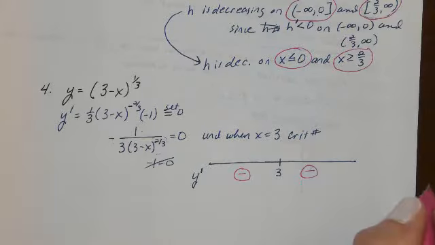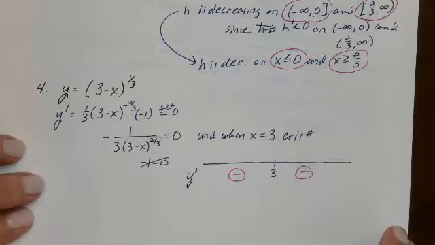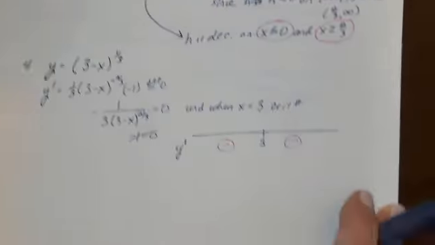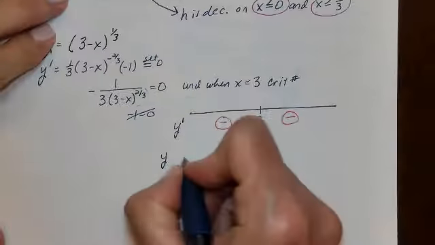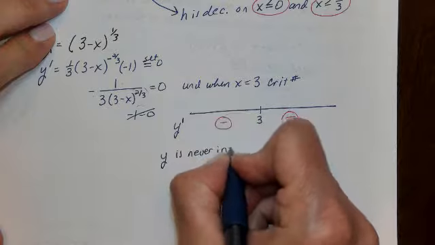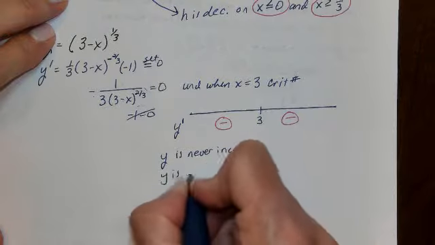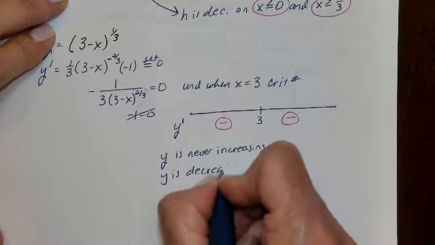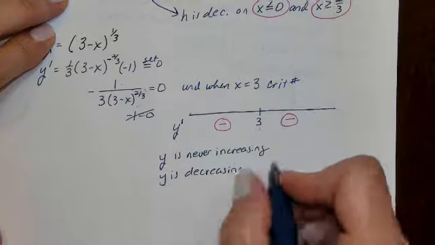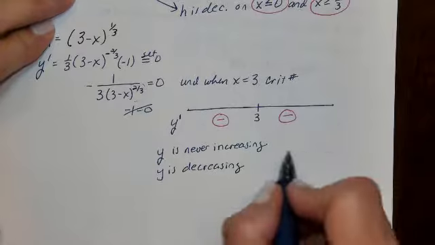All right? So where are we increasing? Well, we're never increasing here. So y, I would say y is never increasing. Y is decreasing. Okay, how can we say this then? If we have to include the 3 in our decreasing interval, what would you say?